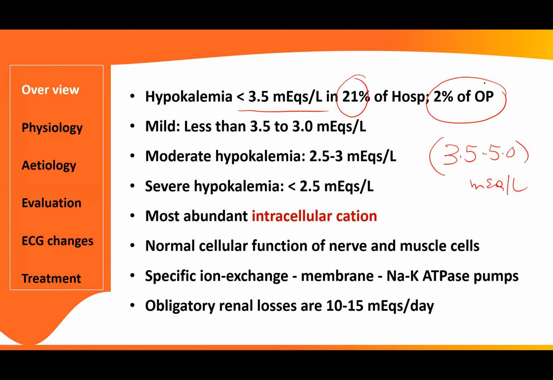Now, we need to classify the disease as mild, moderate, and severe. Anything more than 3.5 is normal. 3.5 to 3 is mild. 2.5 to 3 is moderate. Less than 2.5 is severe. Why is this required? Because in severe hypokalemia, you would like to replenish the potassium much faster.